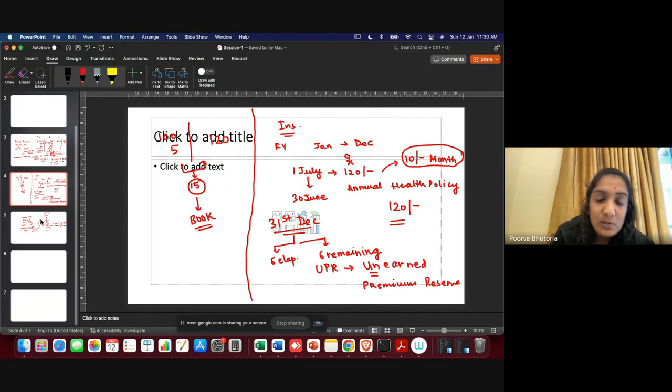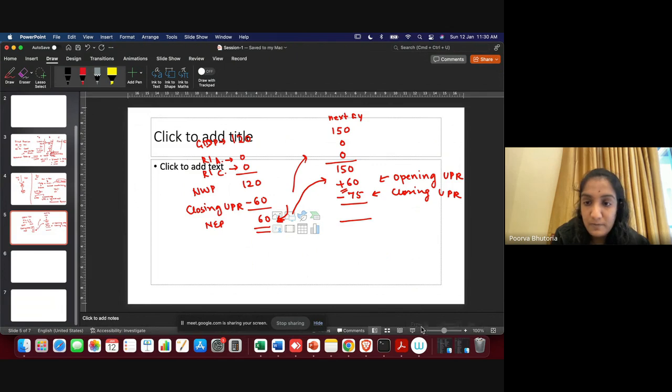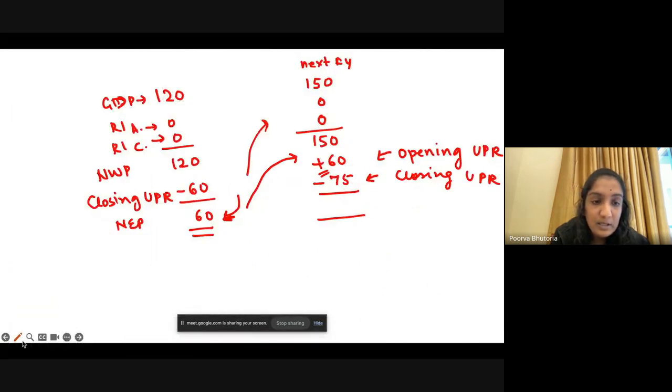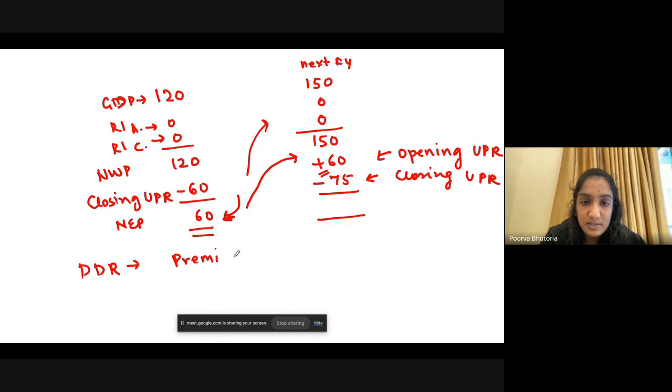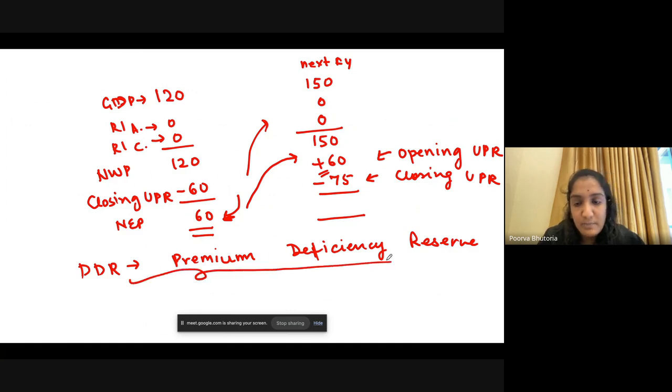It is also made up of PDR. What is PDR? Premium Deficiency Reserve. Now, why am I discussing this separately with you all is because this is where the role of actuarial comes in.